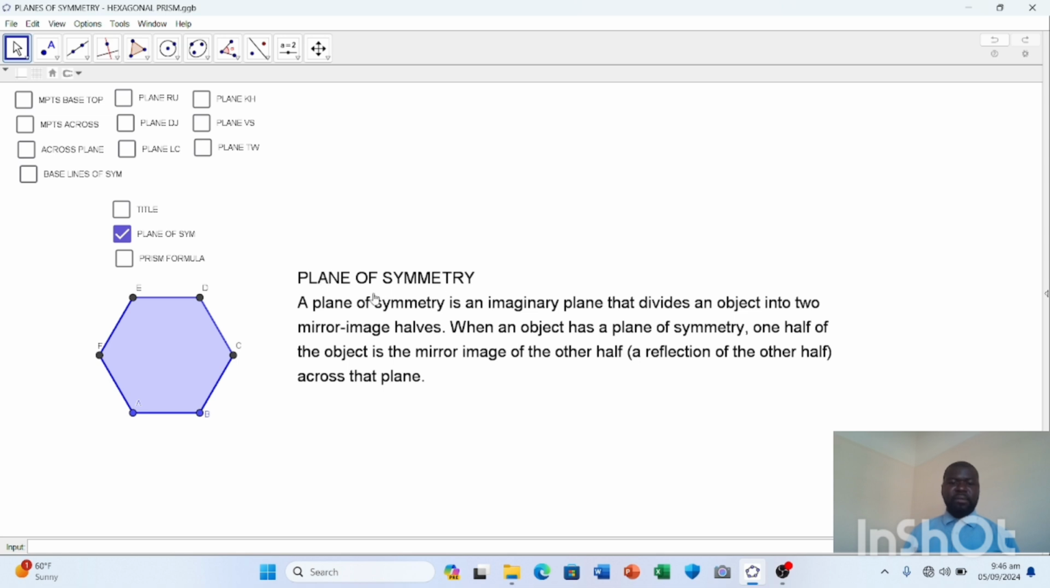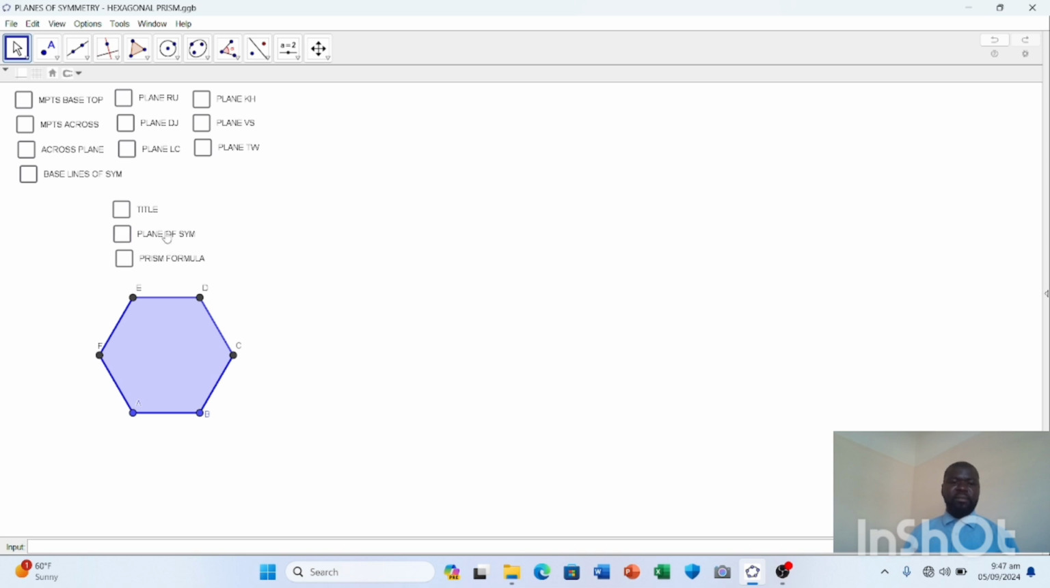Plane of symmetry. A plane of symmetry is an imaginary plane that divides an object into two mirror image halves. When an object has a plane of symmetry, one half of the object is the mirror image of the other half. That is to say, one half of the object is a reflection of the other half across that plane.